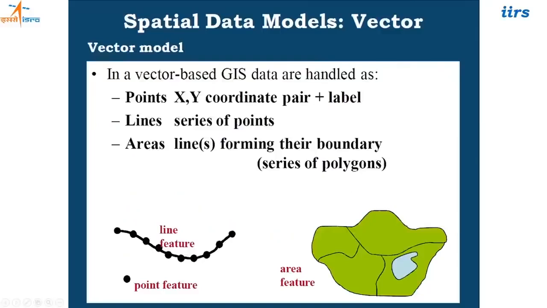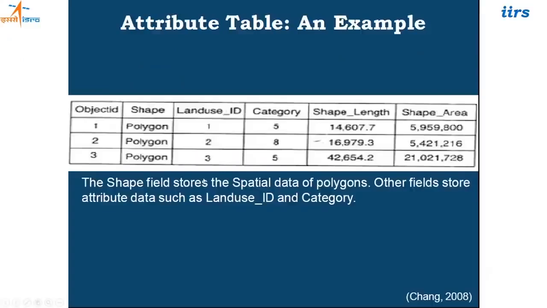Now similarly for the vector data model, it has an XY value pair and a label with it. Lines are a series of points. Similarly, areas are lines forming their own boundaries. Now in the raster data format, we had only one pixel value. But in the case of a vector, I can maintain a separate table, which saves not only the geometry but also various attributes. We will see one example of how they look.